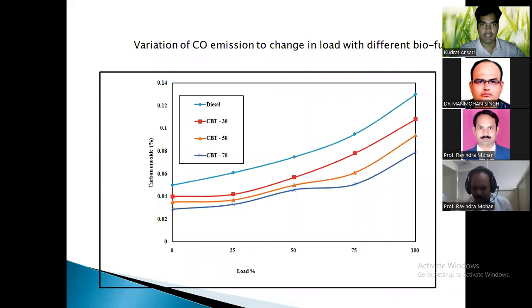Now we'll talk about the variation of carbon monoxide with change in load for different biofuels. Again, the load percentage is on the x-axis and the carbon monoxide emission is on the y-axis. At 0% load, there is a minimum for the CBT 70% blend and higher for natural diesel. When the load increases from 25, 50 to 100%, the carbon monoxide emission is always lower for the 70% blend of corn oil and always higher for natural diesel. So from the carbon monoxide emission point of view, for reduction we have to use the 70% blend of corn oil biodiesel.